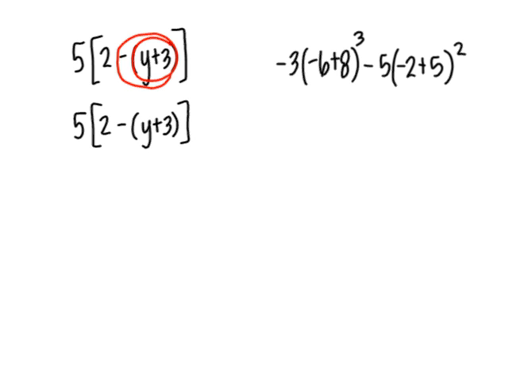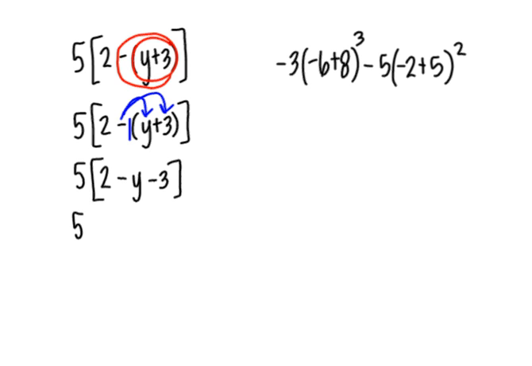Since I know I'm dealing with that negative sign, it's understood to be a negative 1. So I can take that negative 1 and multiply it through the parentheses. So I have a 5 outside and then a 2 inside. Negative 1 times y would be negative y, and negative 1 times 3 is negative 3.